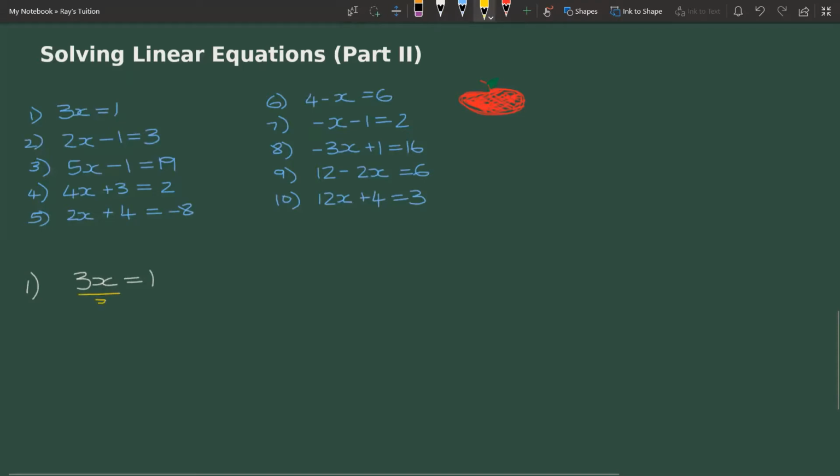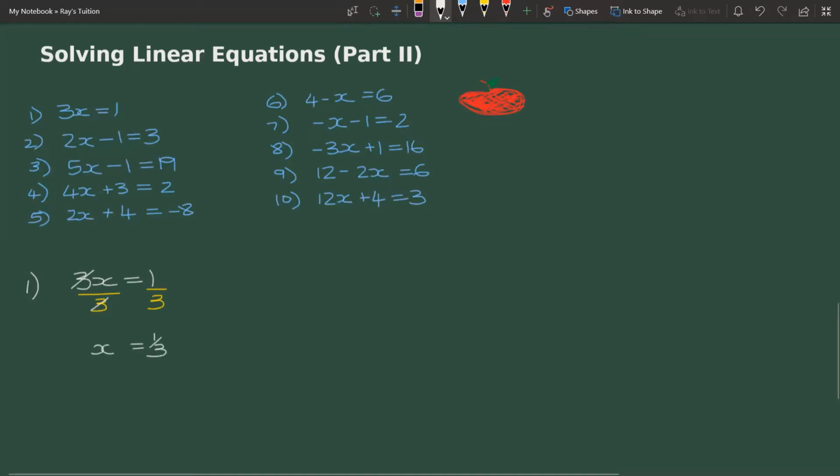Or whatever the coefficient is. So we'll divide the one side by 3 and then the other side by 3. The rule of equations is whatever you do to the one side, you have to do to the other side in order for the equation to remain true. What we have done here by dividing by 3 is that the 3's cancel out and we are left with just x on the left-hand side, and then 1 divided by 3 is a third.